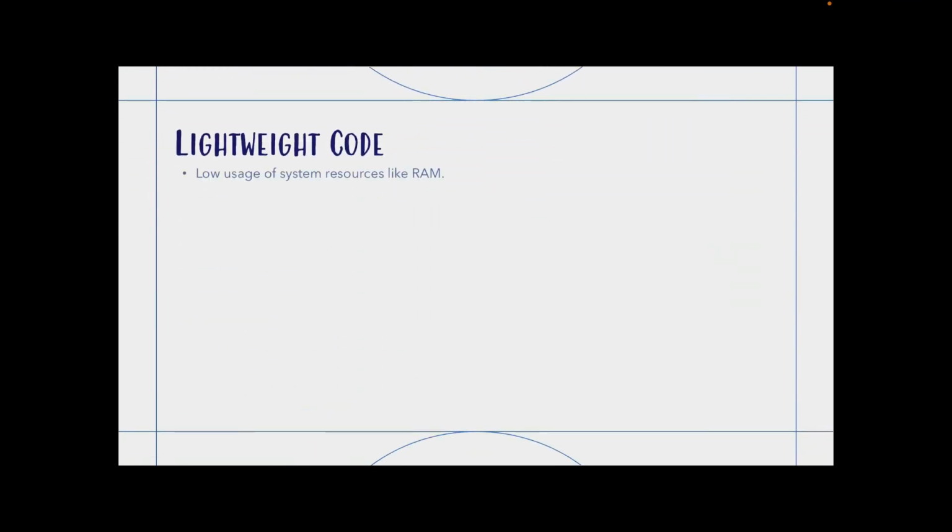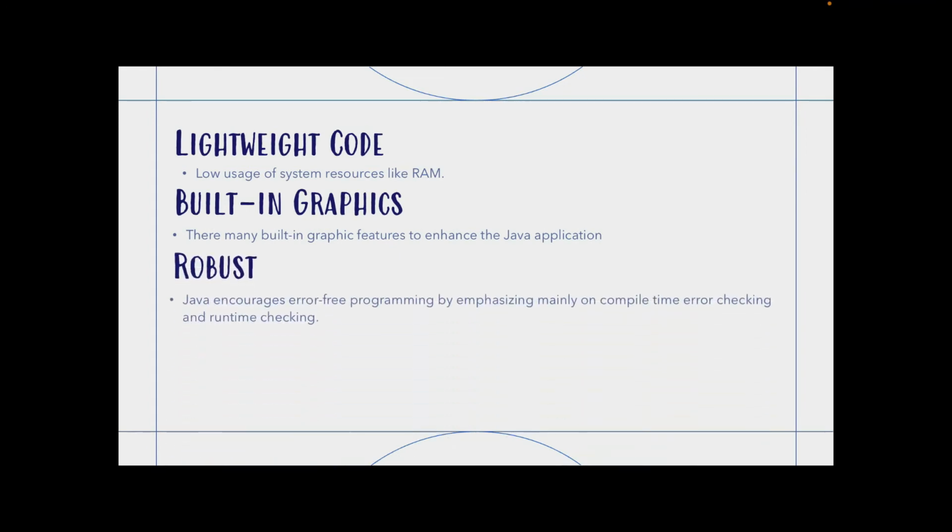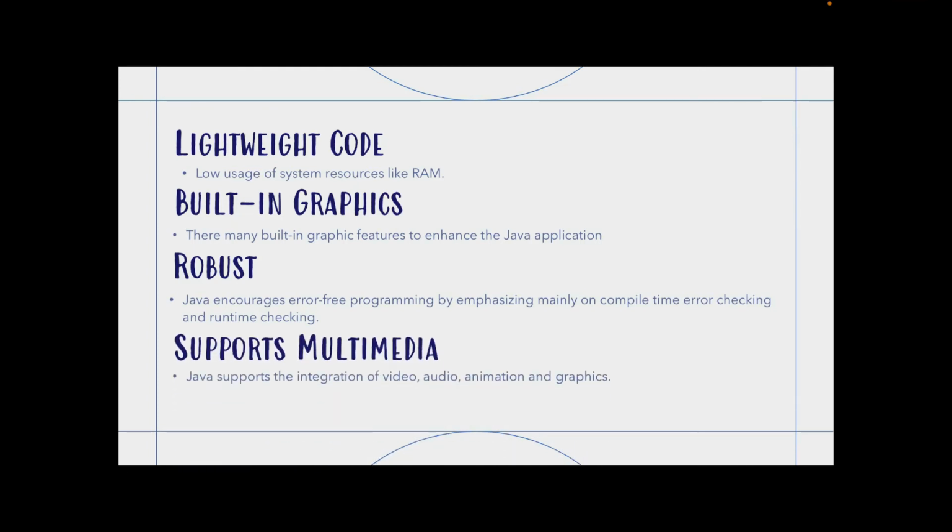Lightweight code. That means Java has a low usage of system resources like RAM. Built-in graphics, that means that there are many built-in graphic features to enhance Java applications. Robust. Java encourages error-free programming by emphasizing mainly on compile-time error checking and runtime checking. And it also supports multimedia, that means that Java supports the integration of video, audio, animation, and graphics.